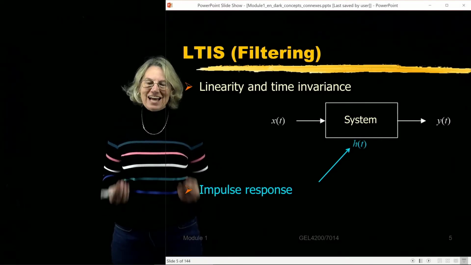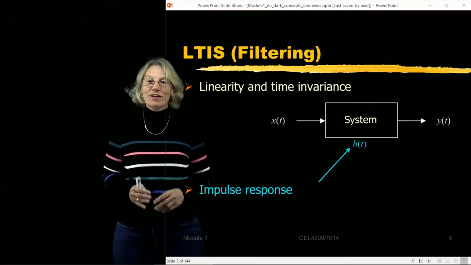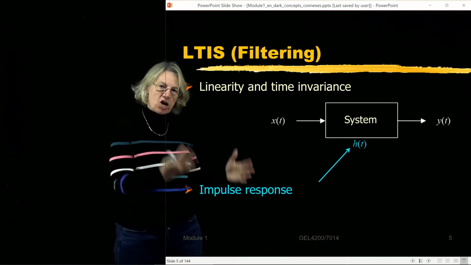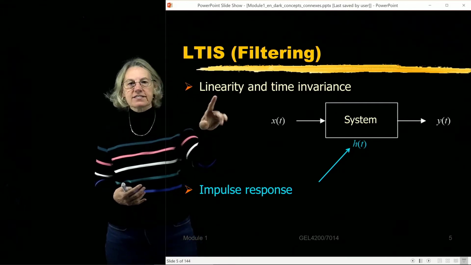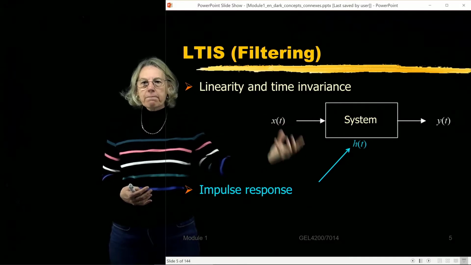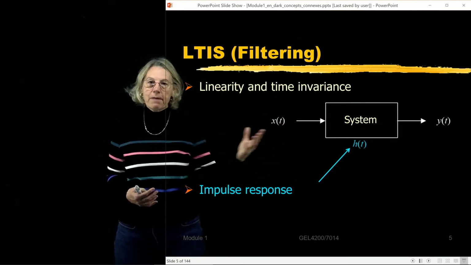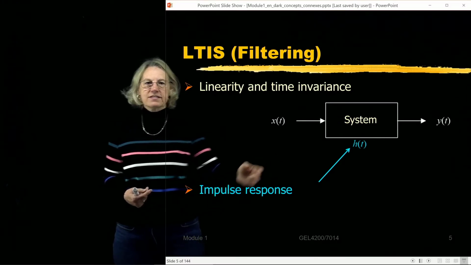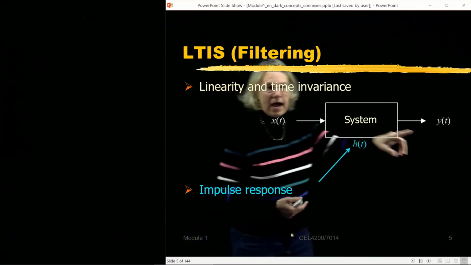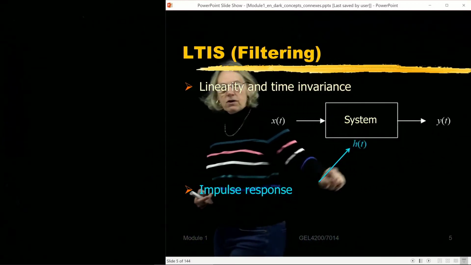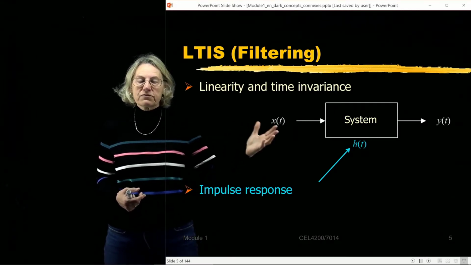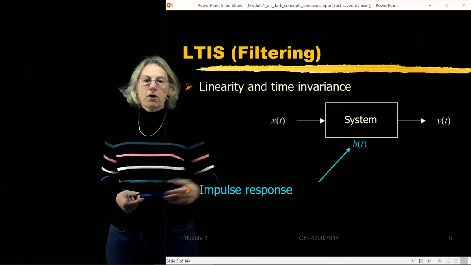A linear time invariant system we also call a filter. So filtering, by definition, is the same as passing our signal through a linear time invariant system. Here we can represent our system as a black box, and this black box is completely described by a mathematical expression. For instance, if we look in the time domain, we have a time varying signal, the input to our system. At the output, we have another time varying signal. And we represent this system by a function that varies in time, which we call the impulse response.